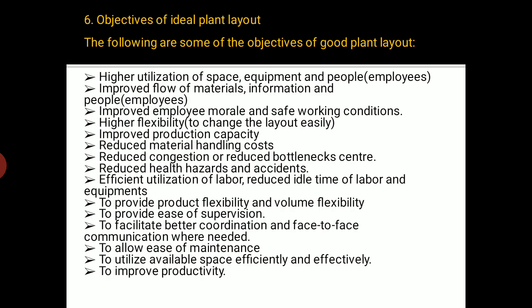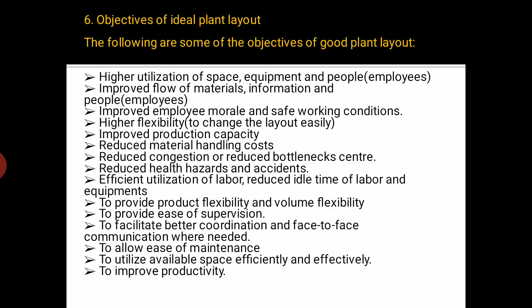Next, reduced health hazards and accidents. Definitely, if you are working with machines that are dangerous to work with, say they have blades, they have spikes, and if they are placed very near to each other, then it may be prone to accidents. That means the health or safety of the workers or employees may not be maintained, and ultimately it may turn into a fatal accident. So to avoid that also, a proper layout is a must.